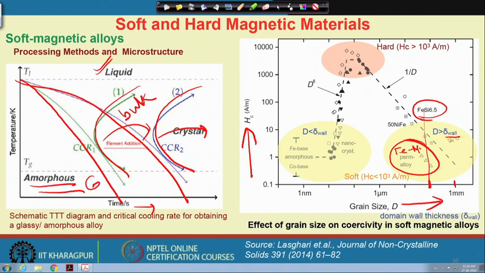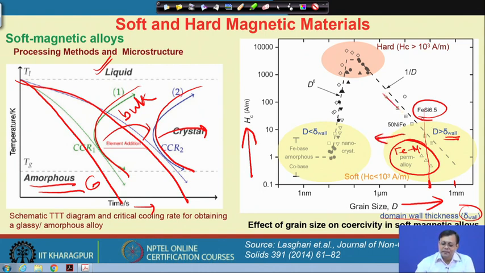Here the domain wall thickness, that is called the Bloch wall, has a smaller value than the grain size, meaning there are multiple domains in the grain. But if I keep on decreasing the grain size, then the coercivity goes to almost higher than 10 to the power 3 ampere per meter. So, we are reaching the hard magnet regime actually, and then if I further decrease the grain size to a 10 nanometer scale or 100 nanometer scale, we have basically this boundary.